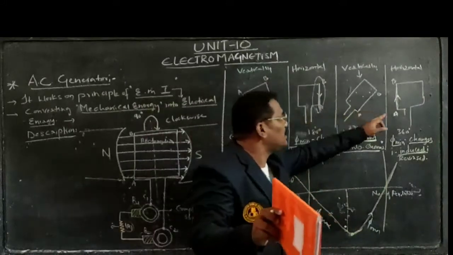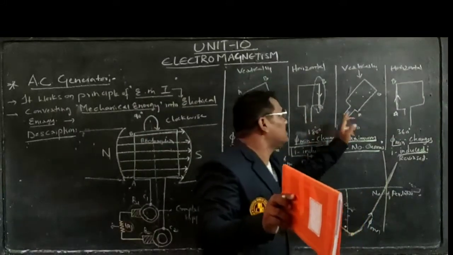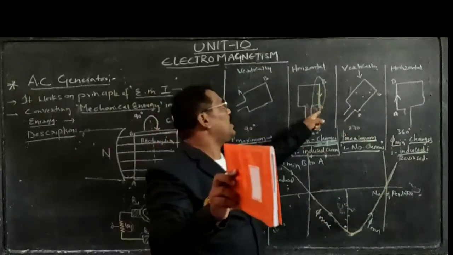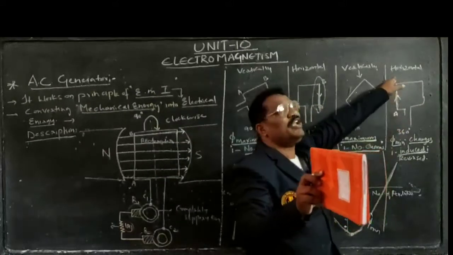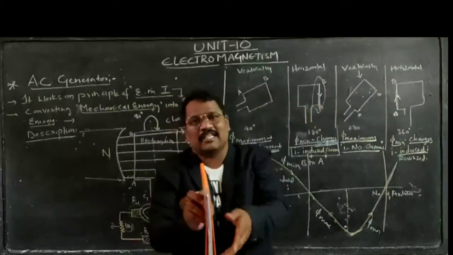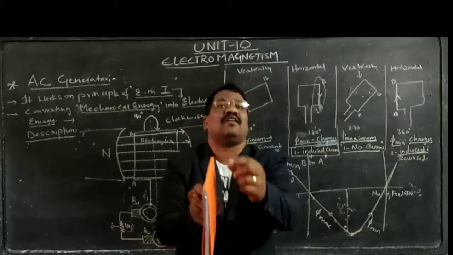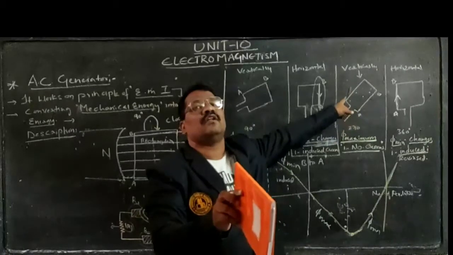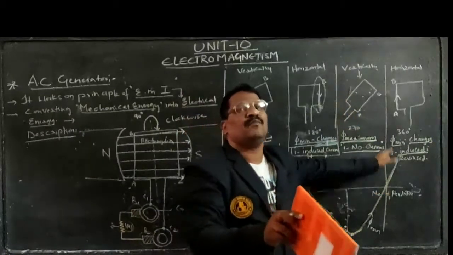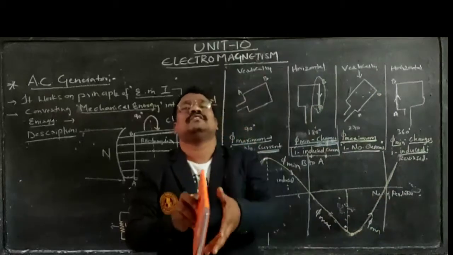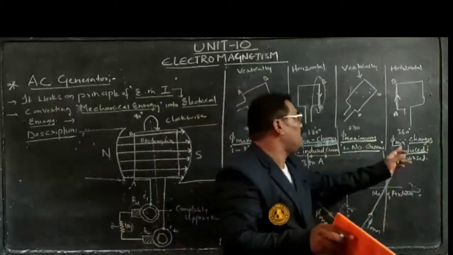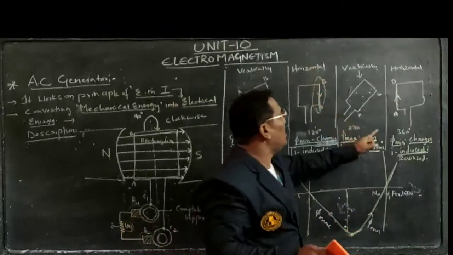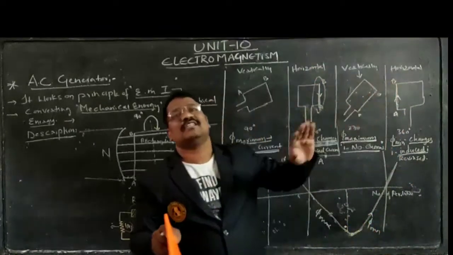As there is variation in magnetic flux in these two positions, it results in the production of induced current. Here, B to A induced current is producing. A to B induced current is producing. In this phenomenon, for one complete revolution, twice induced current is producing. First half is from B to A. Second half is from A to B. Due to this, the induced current is produced in the reverse direction. If you observe here, B to A; here, A to B. Reverse direction is taking place.